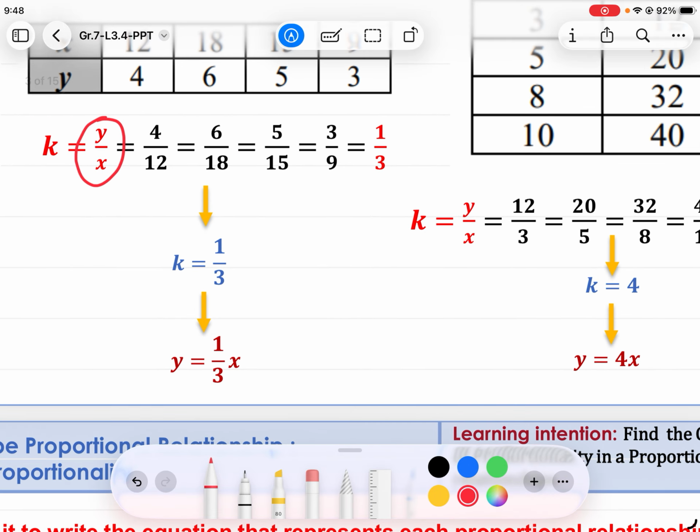Okay? So if you don't know how to simplify, it's very easy. You have to find the common factor. Like 4 and 12, what's the common factor? They both can be divided by 4. Okay? So 4 divided by 4, that will be 1.